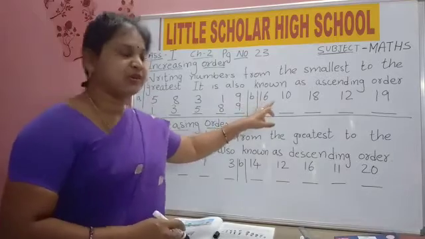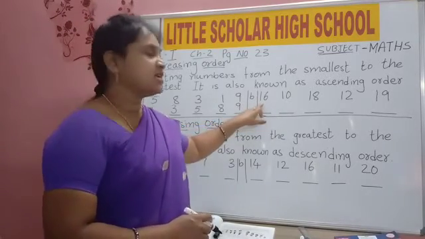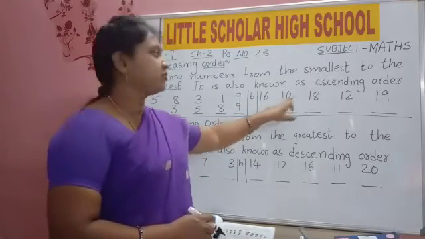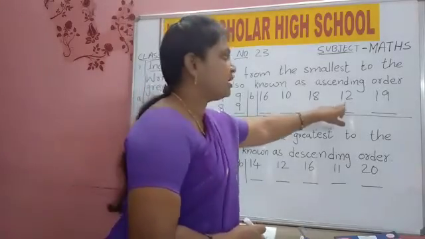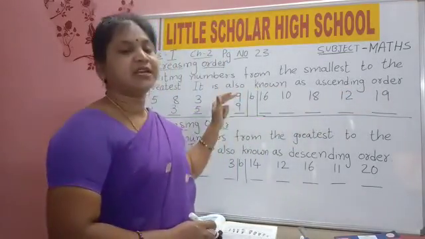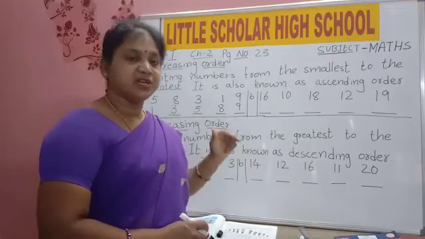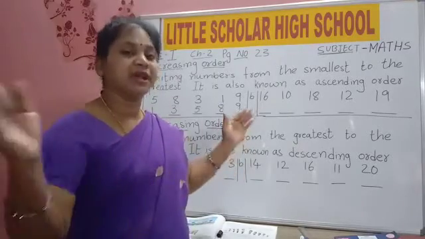Now we will go to B1, children. Read out the numbers first: 16, 10, 18, 12, 9. We are writing ascending order. Ascending order means arranging the numbers from small number to greatest number.